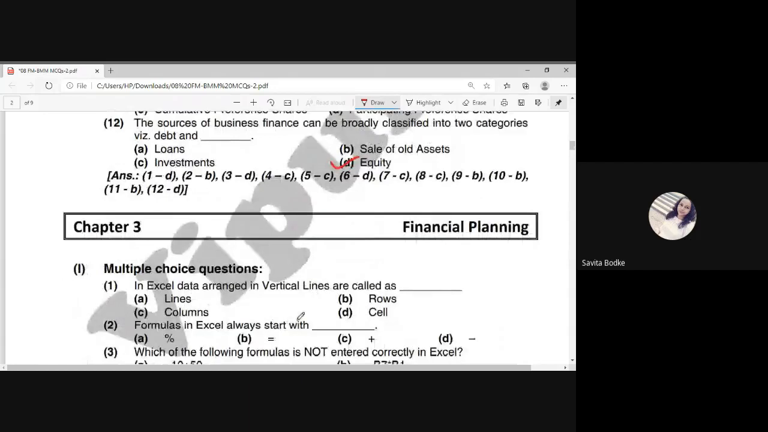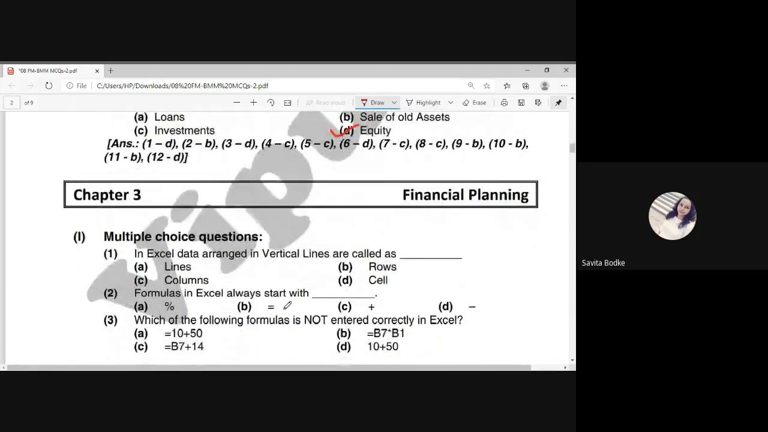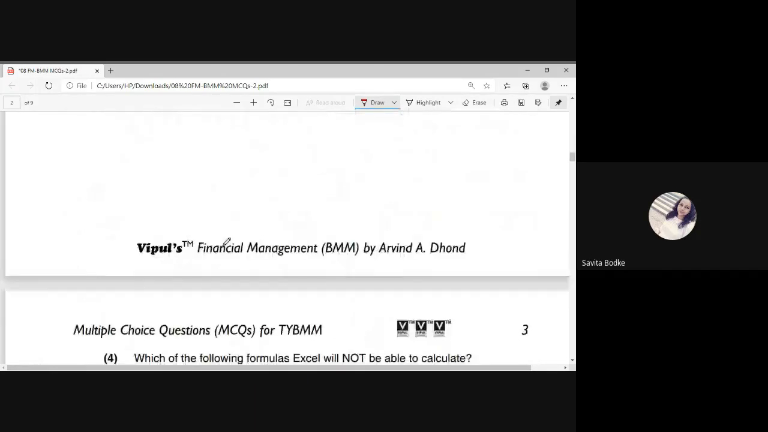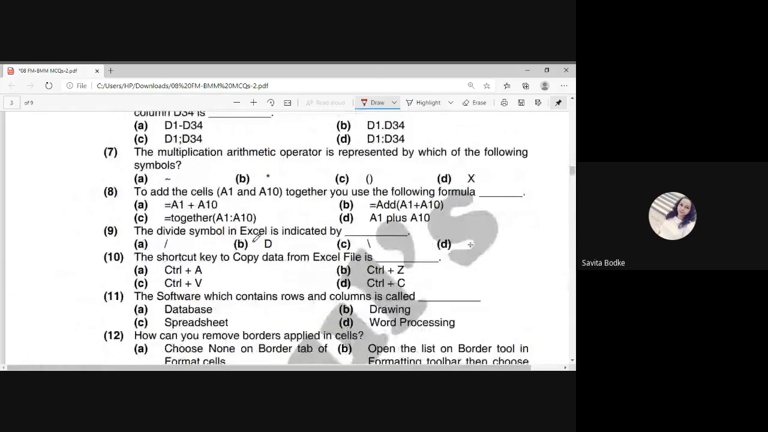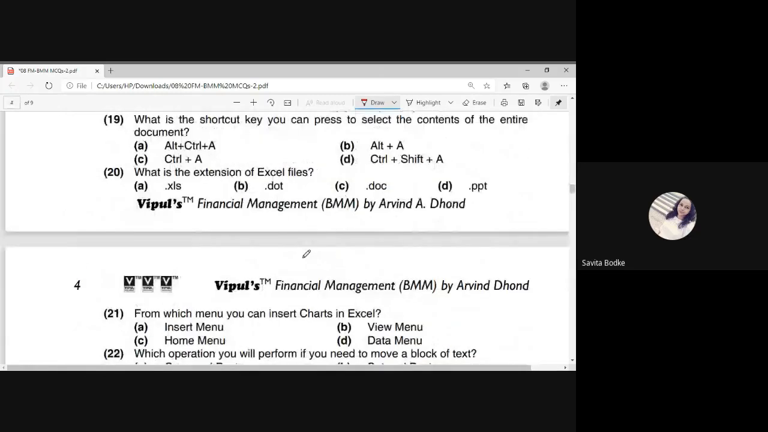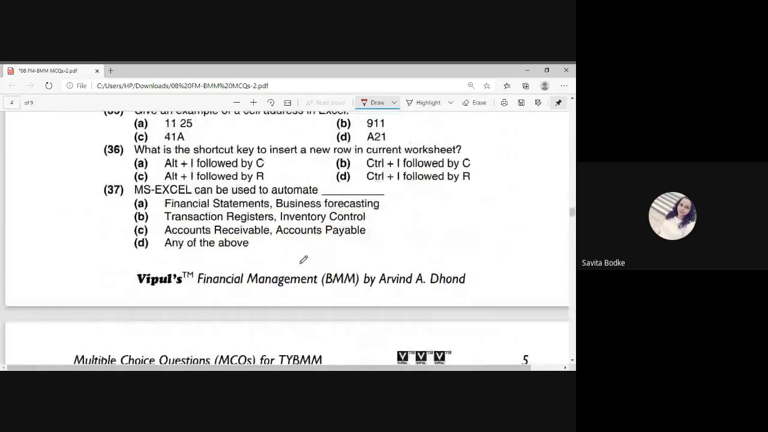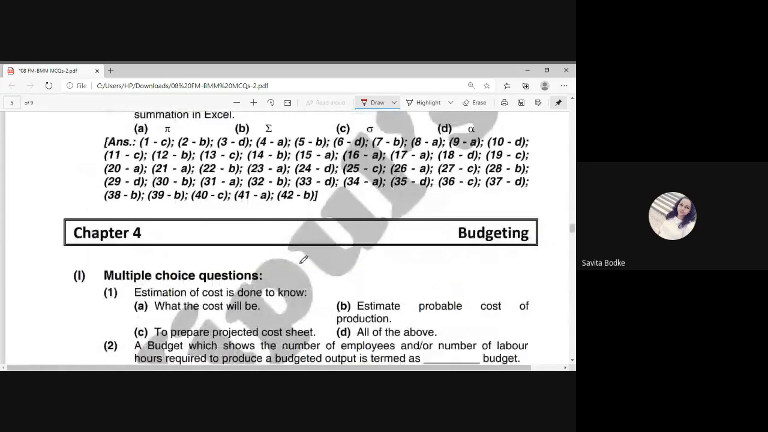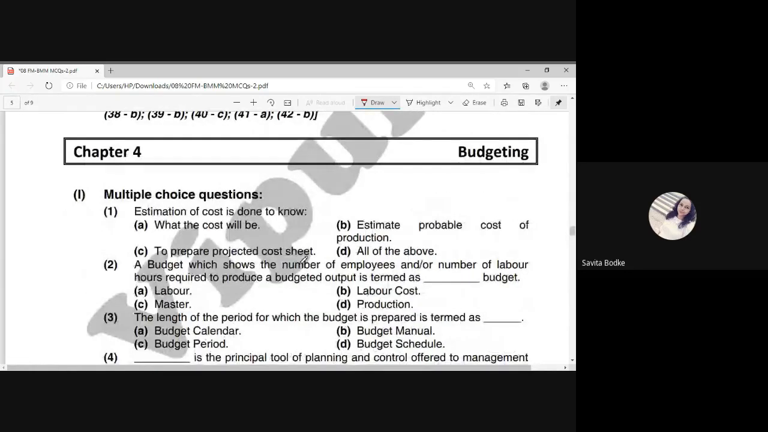And now over here we have all the MCQs related to Excel. In today's session, I'm not going to cover chapter number 3. You can read this on your own. I'll go directly to the next chapter, chapter number 4, that is budgeting. In budgeting, we have discussed different types of budgets. So let's discuss the MCQs of this.